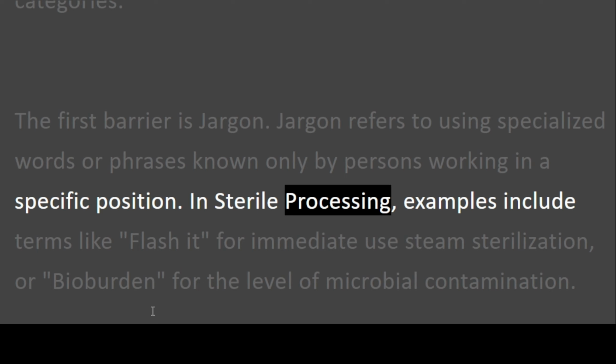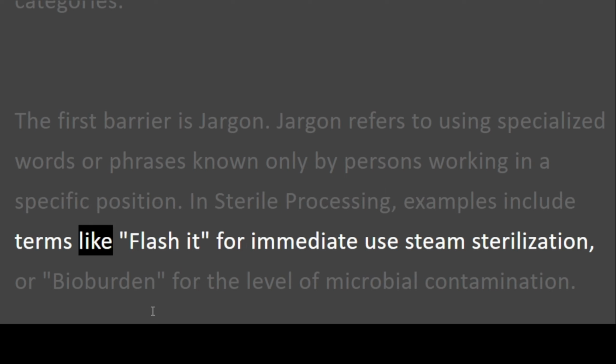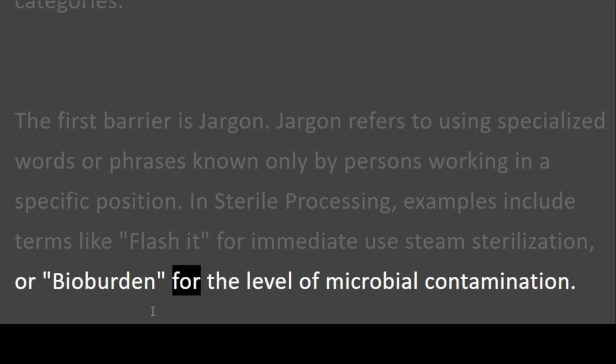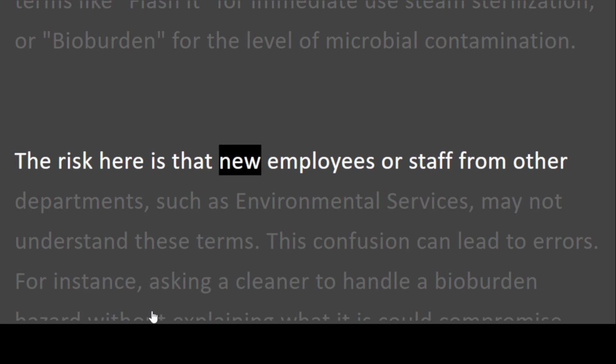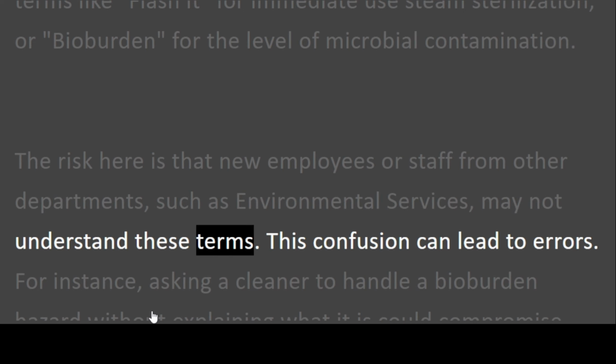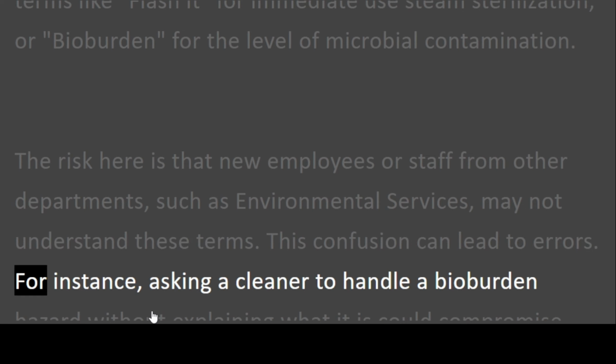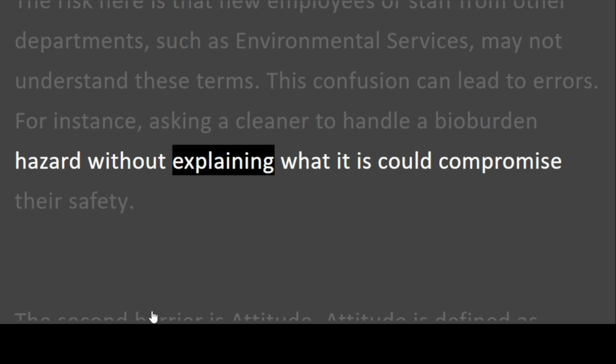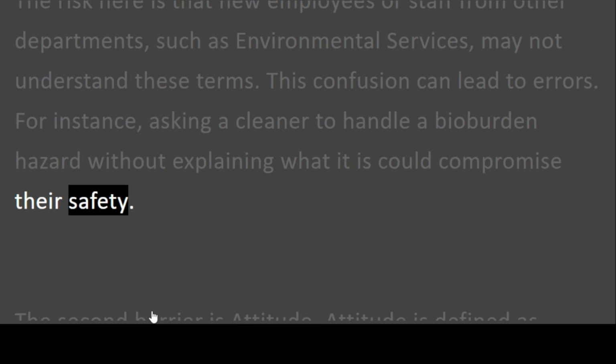In sterile processing, examples include terms like flash it for immediate use steam sterilization, or bioburden for the level of microbial contamination. The risk here is that new employees or staff from other departments, such as environmental services, may not understand these terms. This confusion can lead to errors. For instance, asking a cleaner to handle a bioburden hazard without explaining what it is could compromise their safety.